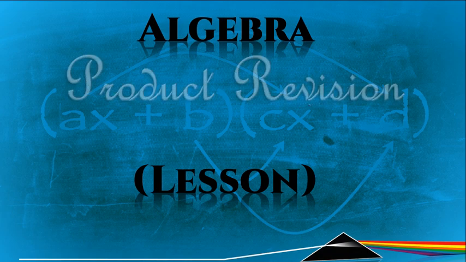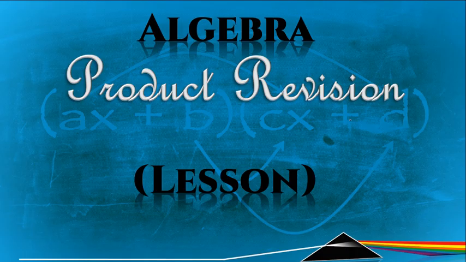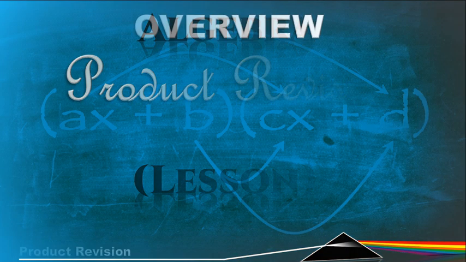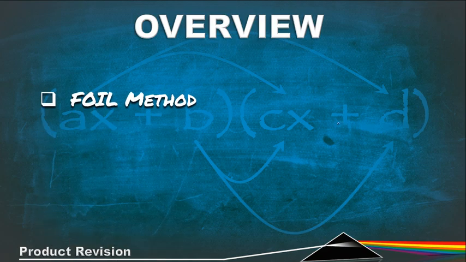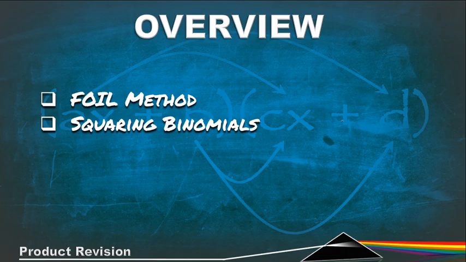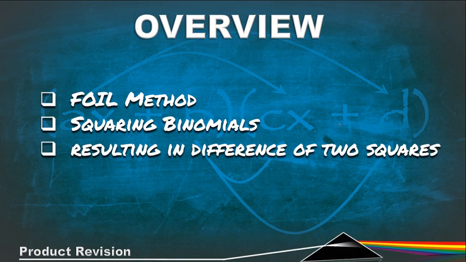In today's lesson, we are going to look at products, and more specifically just to revise the products that you've been working with last year in grade 9. Now, just an overview, once again, we are going to start with the FOIL method, as you know that, and then squaring binomials and looking at the two methods that you can use, and then also where you have products that are resulting in difference of squares, easier way to do them.